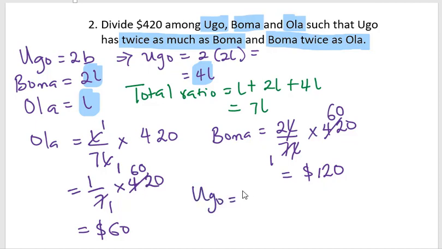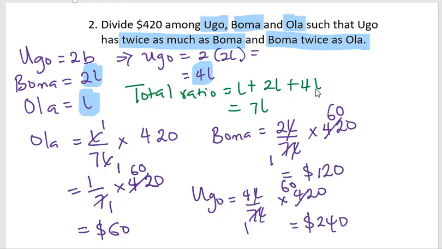Next person is Ugo. Ugo is equal to 4L over 7L. The L's cancel out, multiply by $420. 7 here is 1, 7 here is 6, take the 0 up, that's 60. So 4 times 6 is 24, right? Okay, 4 times 6 is 24. You add the 0, so $240.